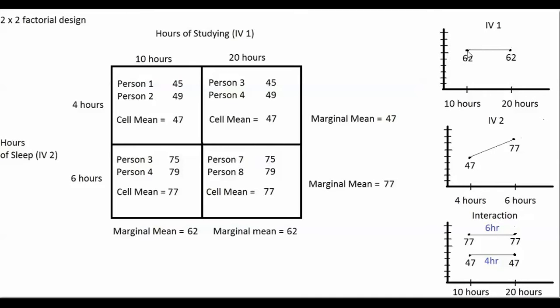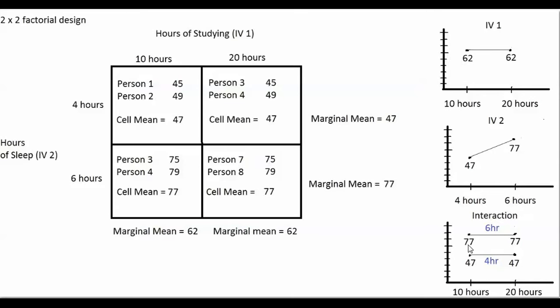This marginal mean of 62, which is the mean of all 4 people who studied 10 hours, is halfway between these 2 cell means right here, above 10 hours. This marginal mean of 62, which is the mean of all 4 people who studied 20 hours, is halfway between these 2 cell means that are above 20 hours. So here we have the marginal mean of 62 for the 10-hour condition, and here we have the marginal mean of 62 for the 20-hour condition.